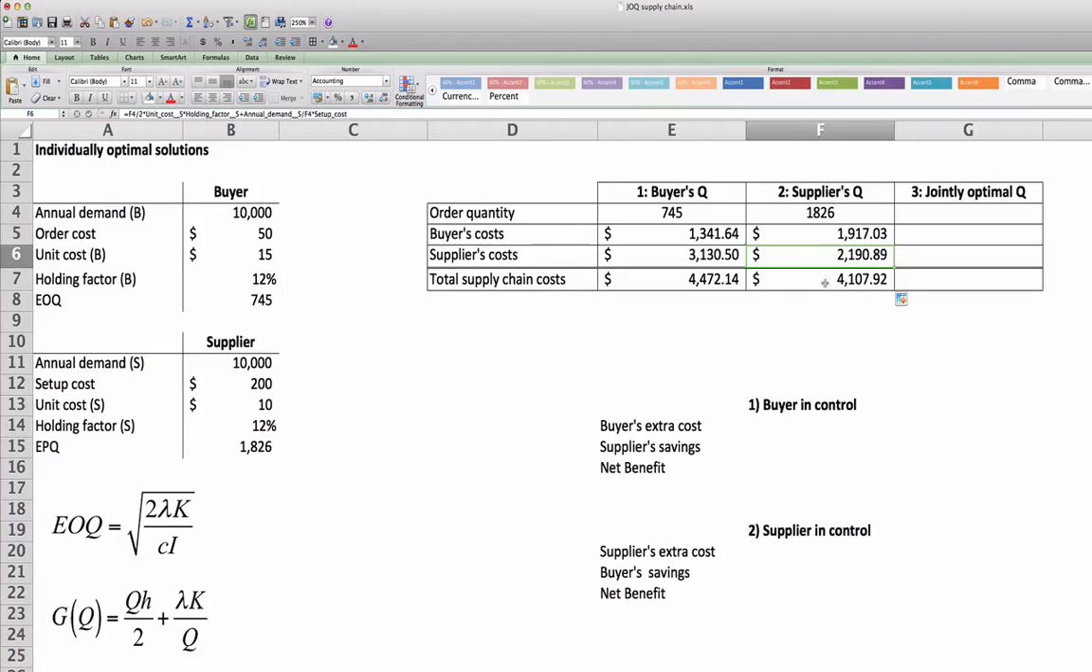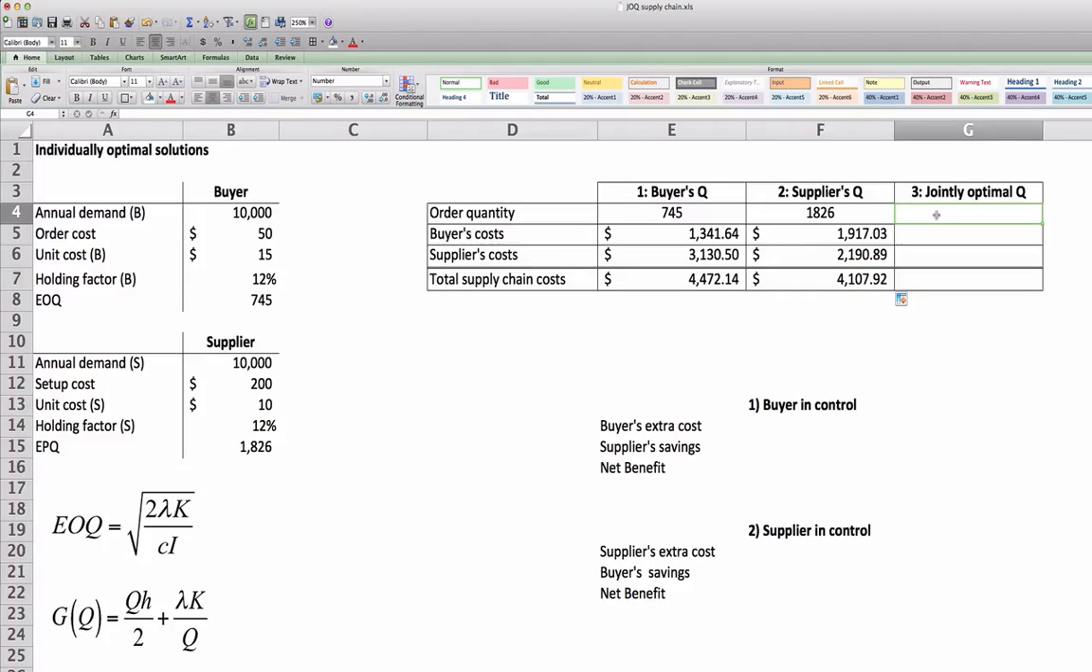You see also that from a supply chain perspective, clearly it will be preferable for a supplier to set the joint quantity rather than for the buyer to do that, at least in this case. Now our question then of course becomes, is there some other quantity that may actually minimize total costs even further? Well, you'll see that the buyer's Q is 745, the supplier's Q is 1,826.